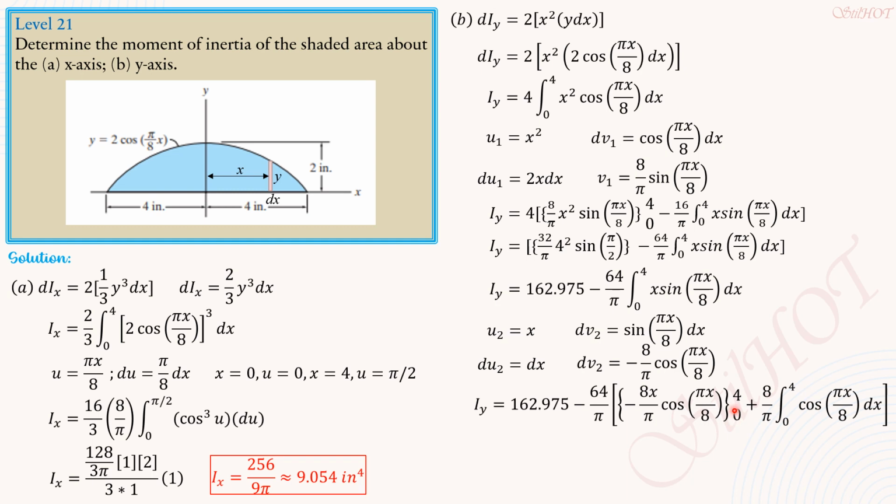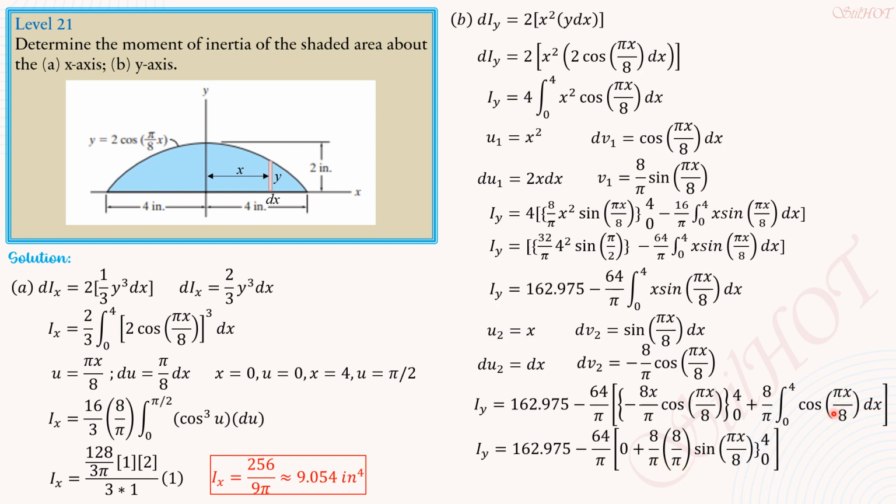So if we substitute the upper limit, cosine of 4 pi over 8 is cosine of pi over 2, which is 0. So when we substitute the upper limit, it's 0. Lower limit, because there is x here, is also 0. So everything here will be 0. Then minus 64 times 8 over pi. The integral of cosine of pi x over 8 dx is 8 over pi sine of pi x over 8. So Iy is 162.975 minus 64 over pi quantity 0 plus 8 over pi times the integral of cosine pi x over 8 dx.